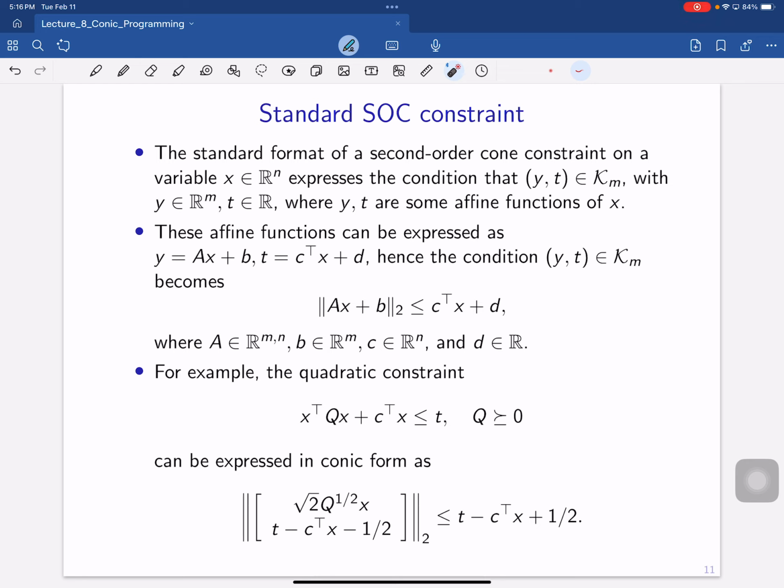And then you can represent this affine transformation using the same format as a standard second order cone, okay? And what can this notation represent? It can represent several different types of constraints. For example, if you have a quadratic constraint where Q is positive semi-definite, you can represent this convex quadratic constraint using the second order cone form. You can check this is indeed the original constraint by expanding this two norm into a quadratic constraint.